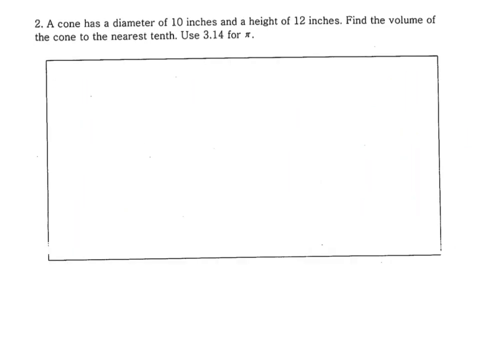All right. Number 2, a cone has a diameter of 10 inches and a height of 12 inches. Find the volume of the cone to the nearest tenth. Use 3.14 for pi. So I'm going to draw an image. There's my diameter. There's my height. But what's the problem? Well, I know that all these formulas ask me for the radius. So there's the radius. Radius is 5. You always have to pay attention to, are you being given diameter or radius?